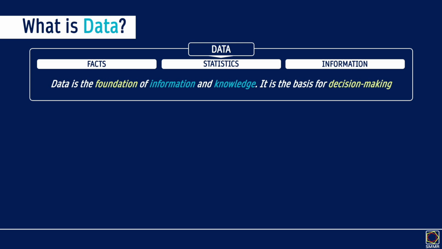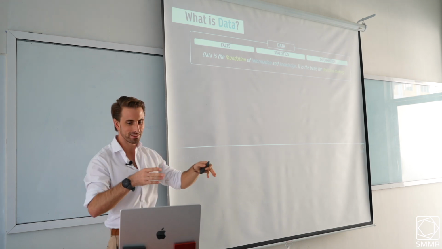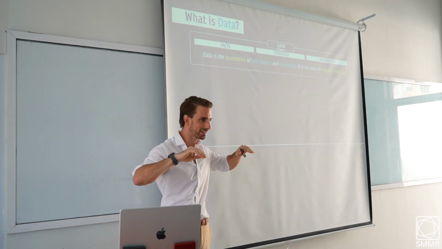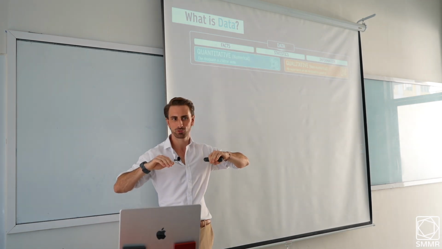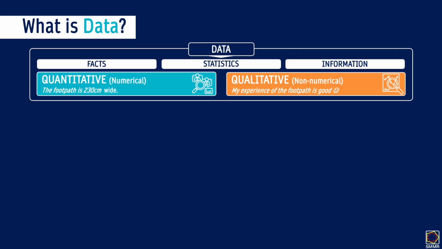And there's two main differentiations when we look at the highest level, the types of data. And I'm sure you've come across this before, but on one side we have quantitative data. That's numerical data. Something like how wide a road is. So if I say the footpath is 230 centimeters wide, that's numerical data. It's a measurement.